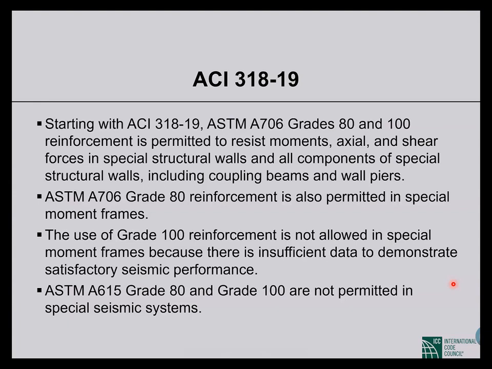But ACI 318-19 tells you a different story. Starting with ACI 318-19, ASTM A706 grades 80 and 100 reinforcement is permitted to resist moments, axial and shear forces in special structural walls and all components of special structural walls, including coupling beams and wall piers. So for special structural walls, ACI 318-19 allows you to use grade 80 and even grade 100, which is produced according to ASTM A706. ASTM A706 grade 80 reinforcement is also permitted in special moment frames.